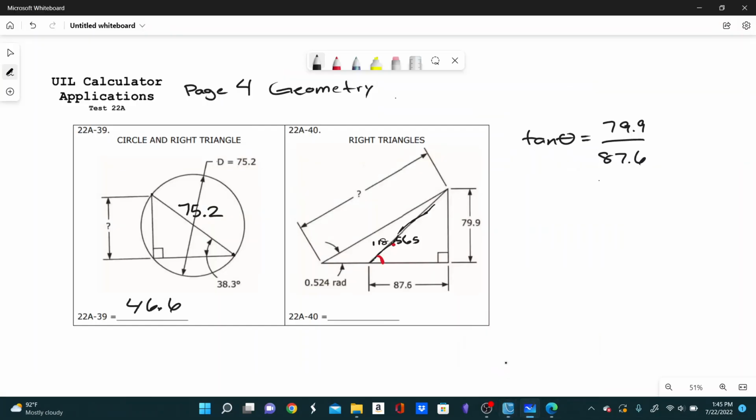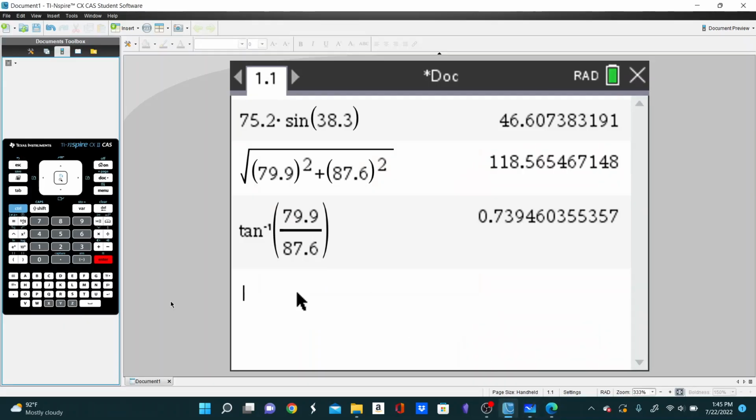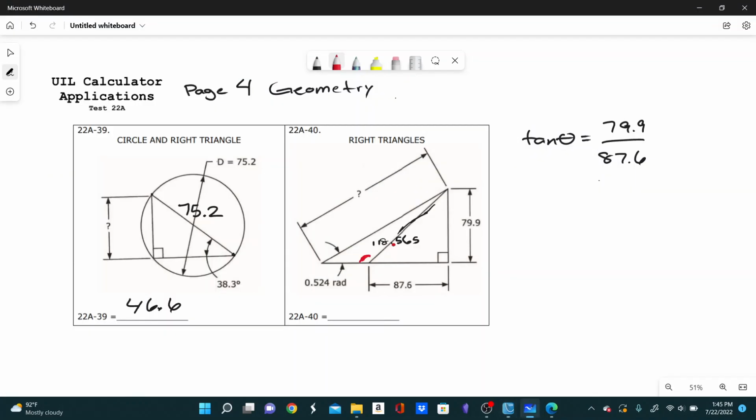And then if we want to find this angle, it's a linear pair, so together they will equal pi radians. So to find that angle, I can just do pi minus this right here. So looks like we get 2.402 radians for that angle. All right, let's see what else we need.